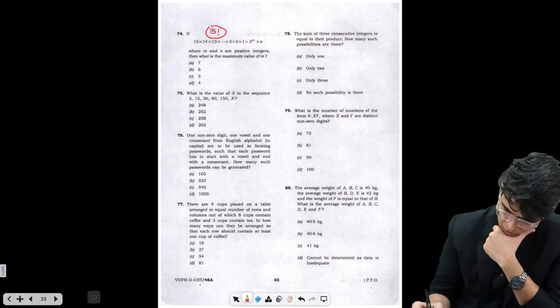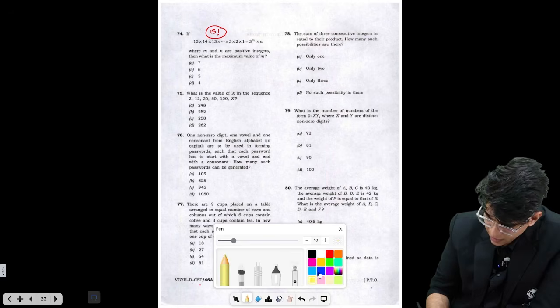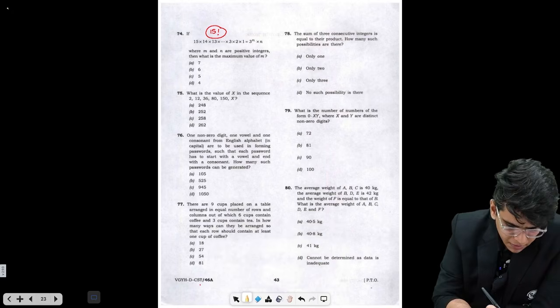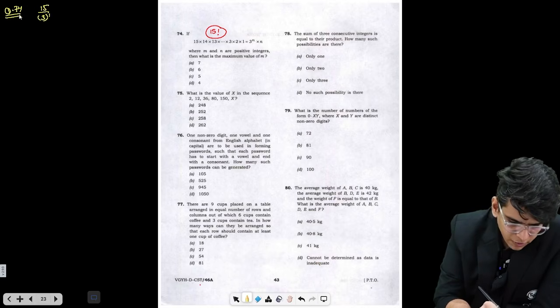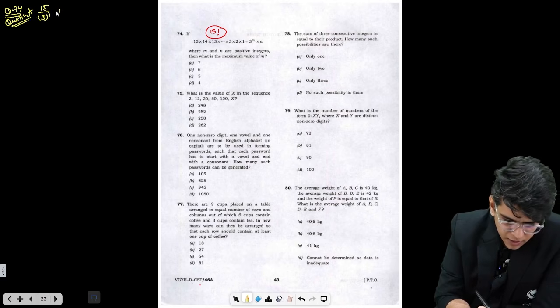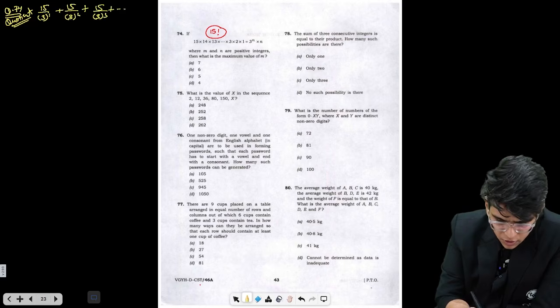So question number 74. How to find any prime factor? How to find any prime factor in factorial? What you need to do is divide this 15 by 3 to the power 1. We need to find the quotient plus 15 by 3 to the power 2 plus 15 by 3 to the power 3 and so on.